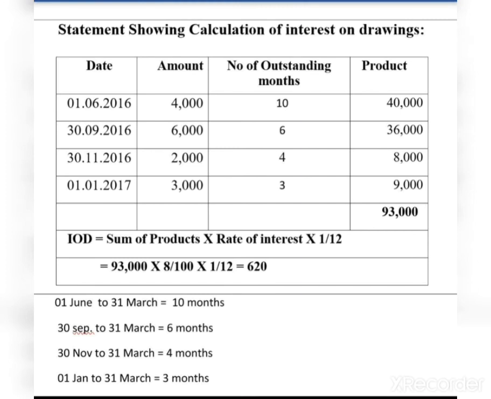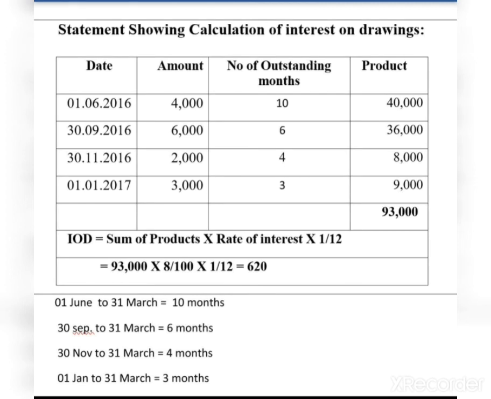Lastly, we have to add this total, which means the sum of product. So our sum of product is 93,000. How to write down the formula? Interest on drawings is equal to sum of products into rate of interest into 1 by 12. And we have to put in all the values. Sum of product 93,000 into rate of interest 8%, that's why 8 divided by 100, into 1 by 12, is equal to, our answer is 620. In the exam this question will come for 6 marks.